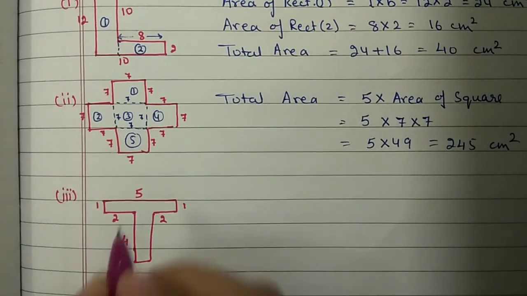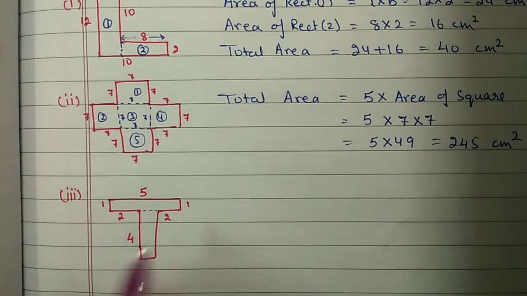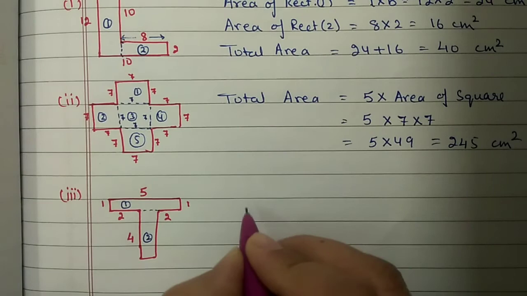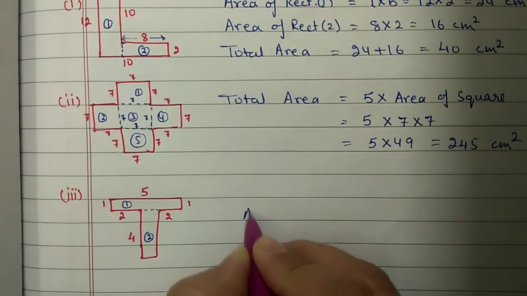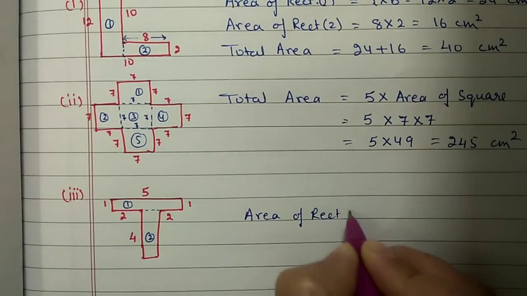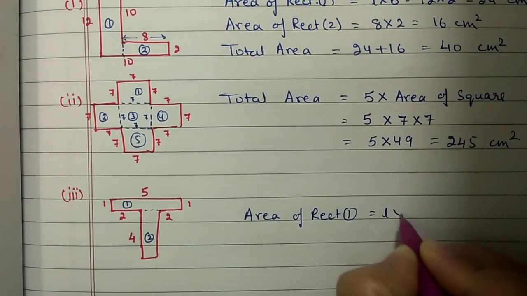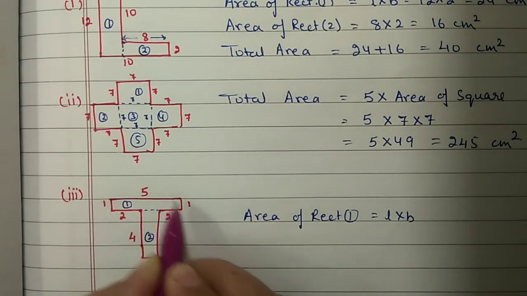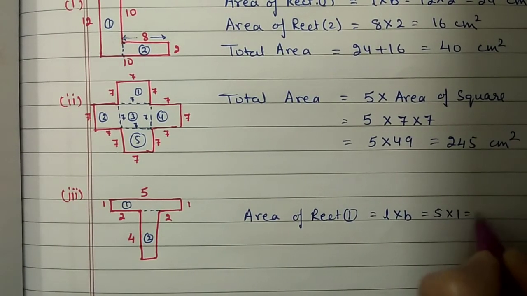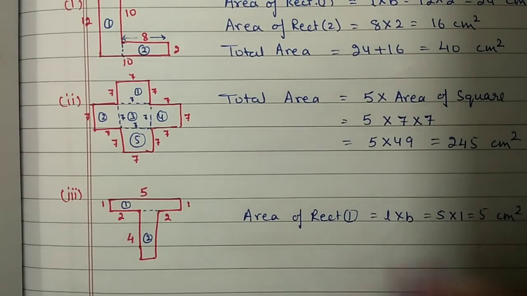Next, third figure. This figure we can split like this. We have one rectangle here, another rectangle here. So area of first rectangle is equal to length into breadth. Length is here 5 and breadth is 1. So 5 into 1, we will get 5 centimeter square.